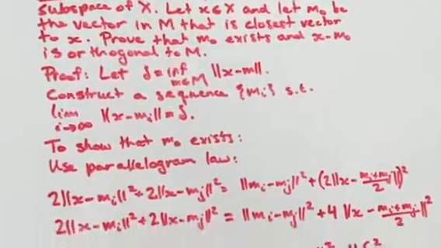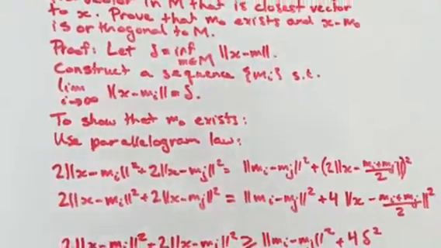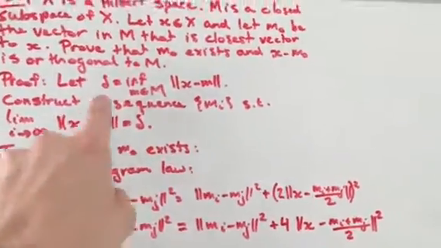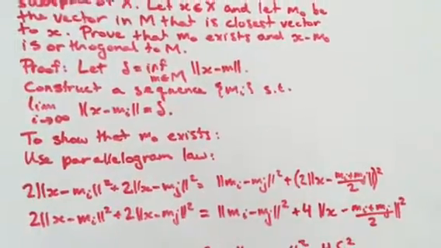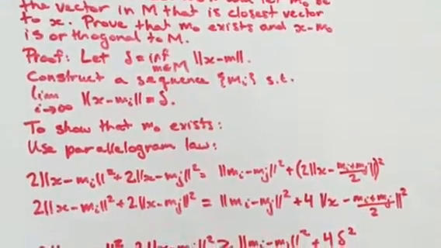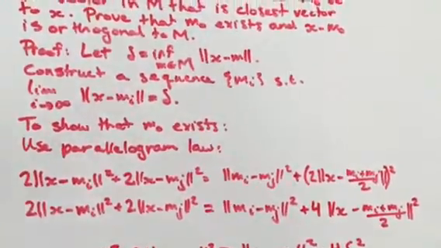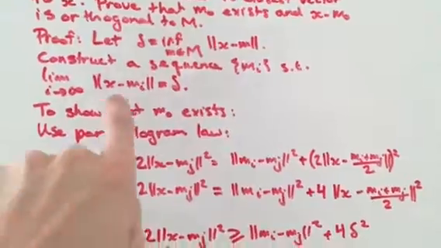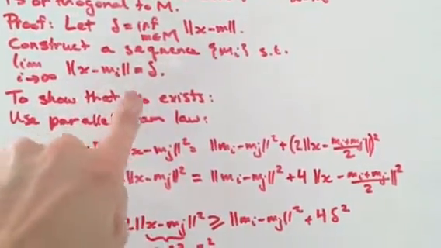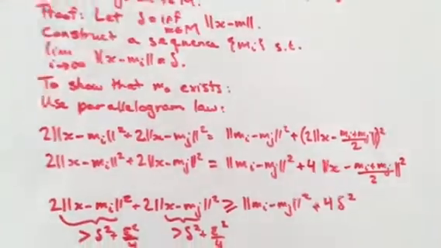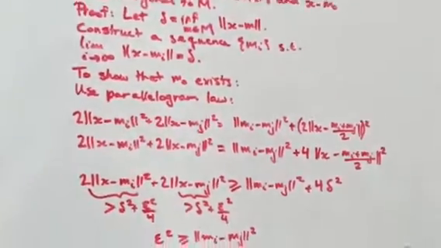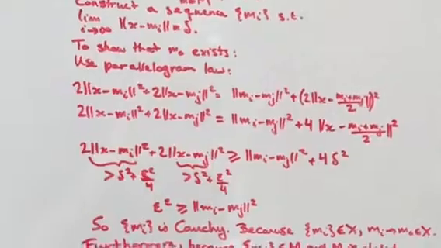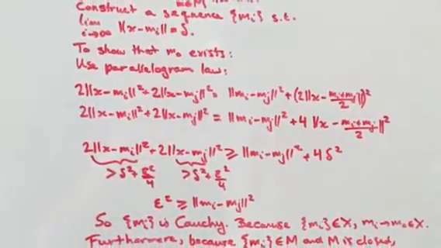So what we're going to do is first let delta be equal to the infimum over all of our subspace M of the norm between x and m. And we're going to construct a sequence of M sub i's such that the limit of this sequence, when we take the norm, the distance from x, is equal to delta. Now we can express this infimum as a minimization problem, and the M sub 0 that minimizes it does exist.